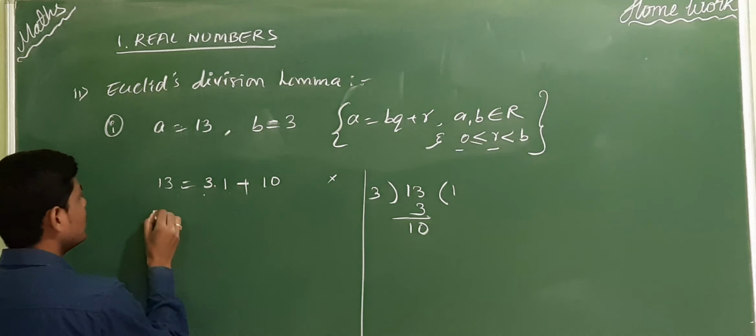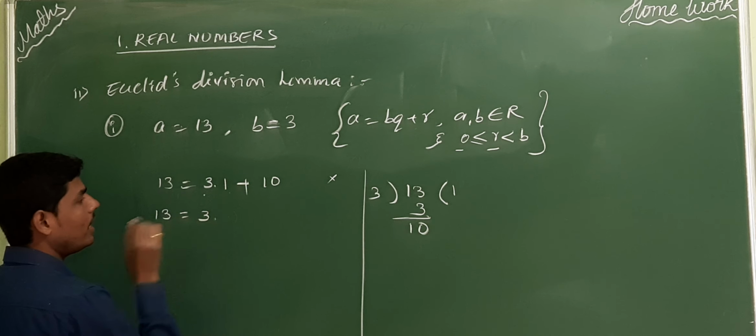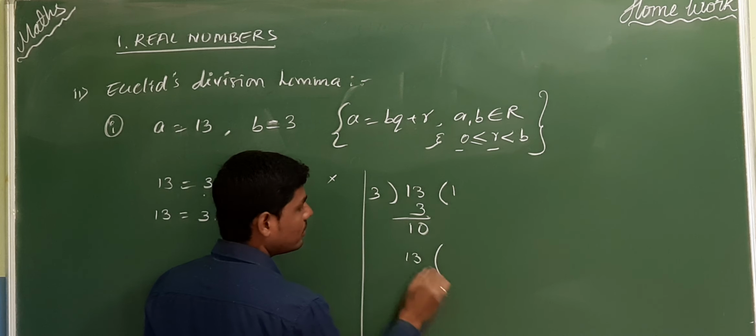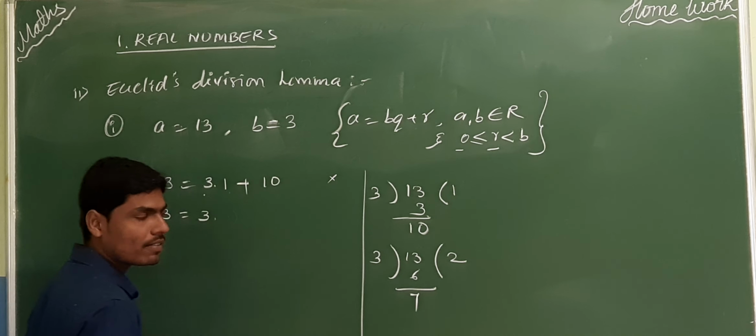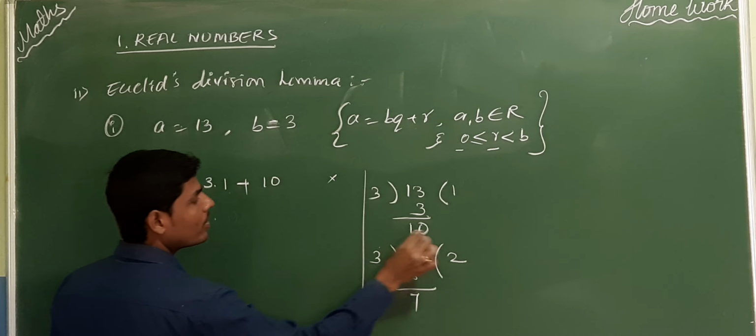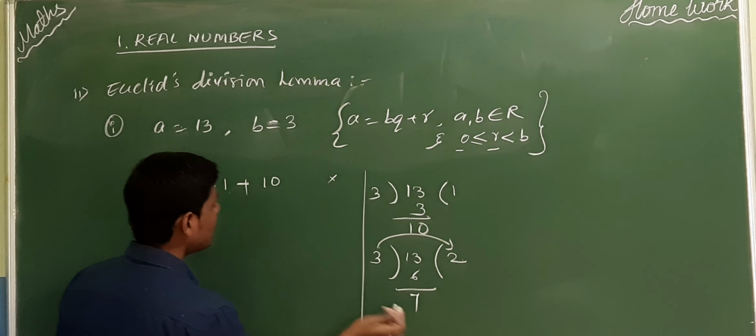Go for the next. 13 is equal to 3 into. Now 13. 3 twos are 6. You are getting remainder 7. That is 3 into 2 plus 7.